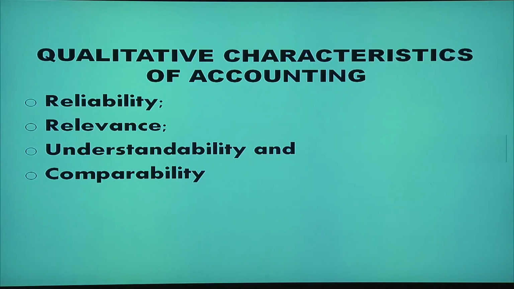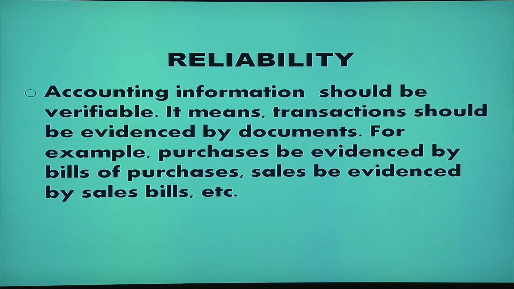When we are considering the qualitative characteristics of accounting, accounting is reliable; relevant or important information is provided by the accounting process. Accounting is understandable, or the information provided is understandable, and accounting helps in comparison. Accounting information should be verifiable. It means transactions should be evidenced by documents. Purchases should be evidenced by bills of purchases. Sales should be evidenced by sales bills.